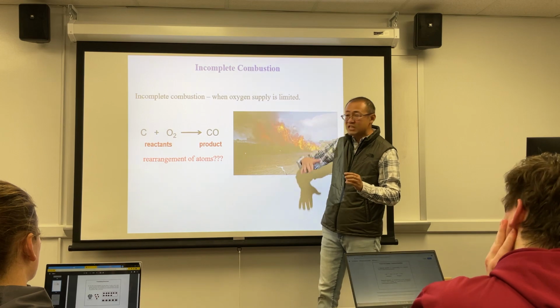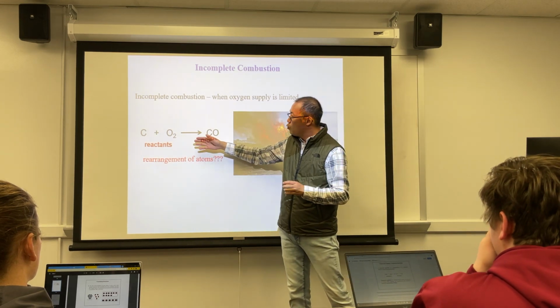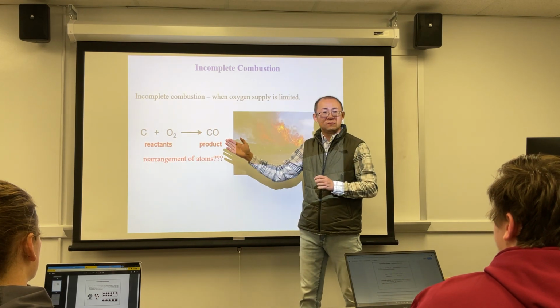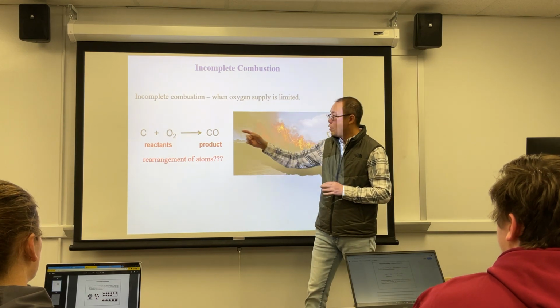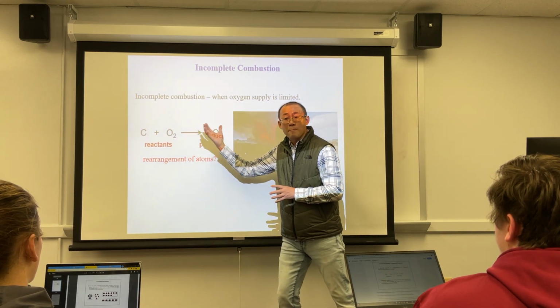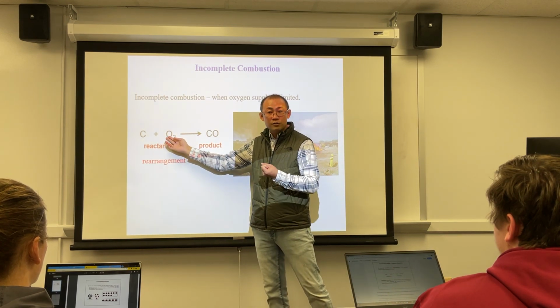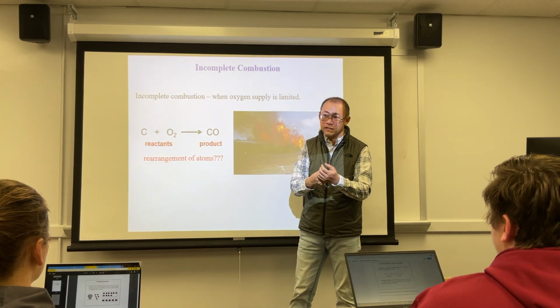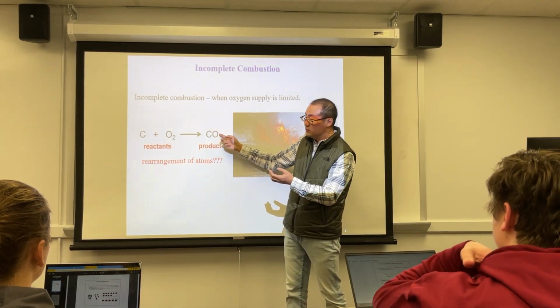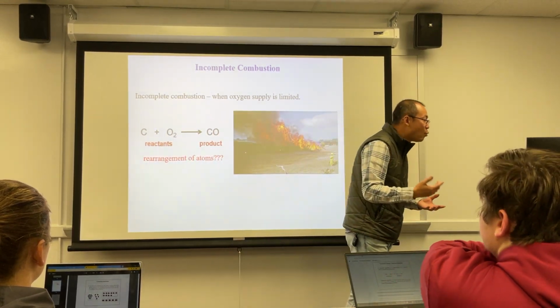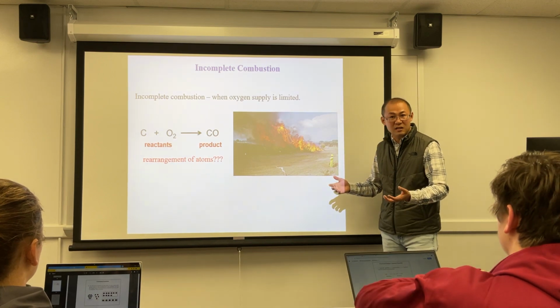But what you will see is we do not have the same number of atoms, 1, in what? On both sides of the arrow. For example, here we started with how many oxygen atoms? 2, because each oxygen is diatomic. But in the product, there's only what? 1. Okay, there's only 1 oxygen in carbon monoxide.